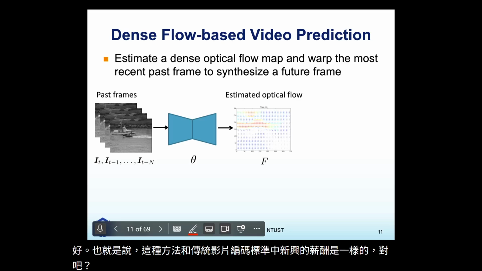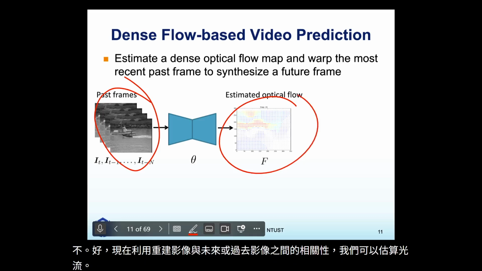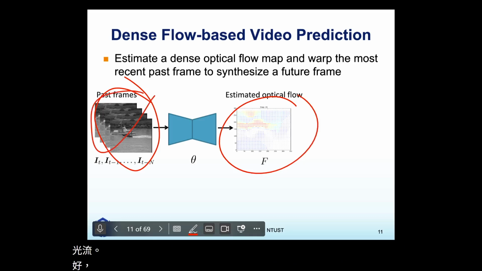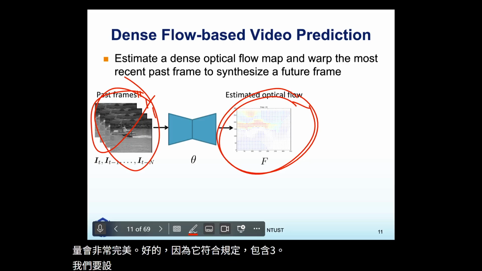Now, by utilizing the correlation between the reconstructed images, the past images, we can estimate optical flow. Because we can have so many motion vectors, the predicted motion vector for the future frame will be very good, because it comprises three sets of motion vector maps to get the prediction for the future frame.